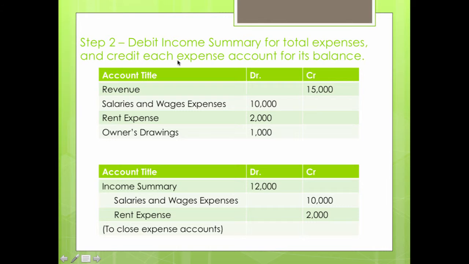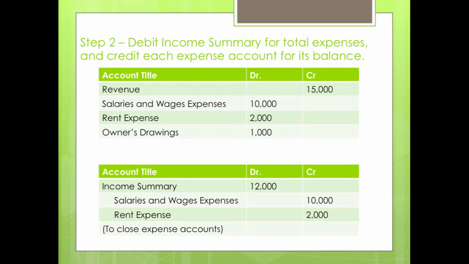And credit each expense account for its balance. We have 2 expense accounts. There may be more in your homework assignment. So what you're going to do is credit each of those separately. Okay? Not all lumped together. You're going to separate them out based on their account title.